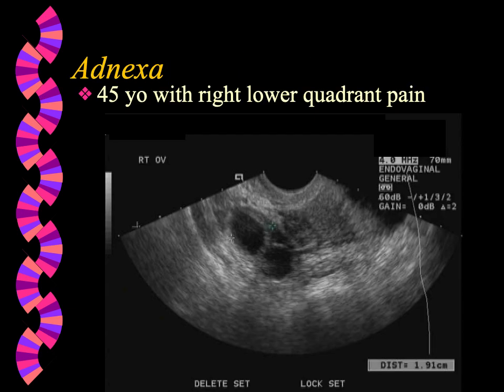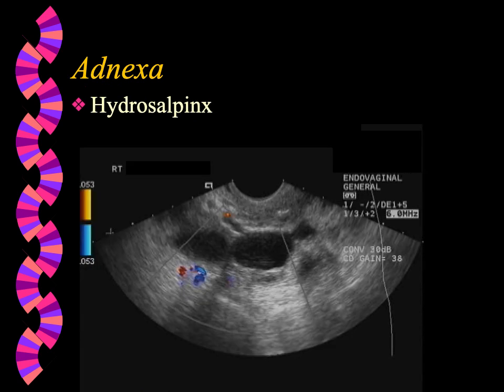This next image is a 45-year-old patient with right lower quadrant pain. And what you can see is two cystic structures adjacent to each other, which the sonographer has labeled right ovary. And it's really important when you have two cystic structures that you rotate your probe to confirm whether or not these two cystic structures communicate with each other. So as we turn the probe, what we can see is that they actually do communicate with each other.